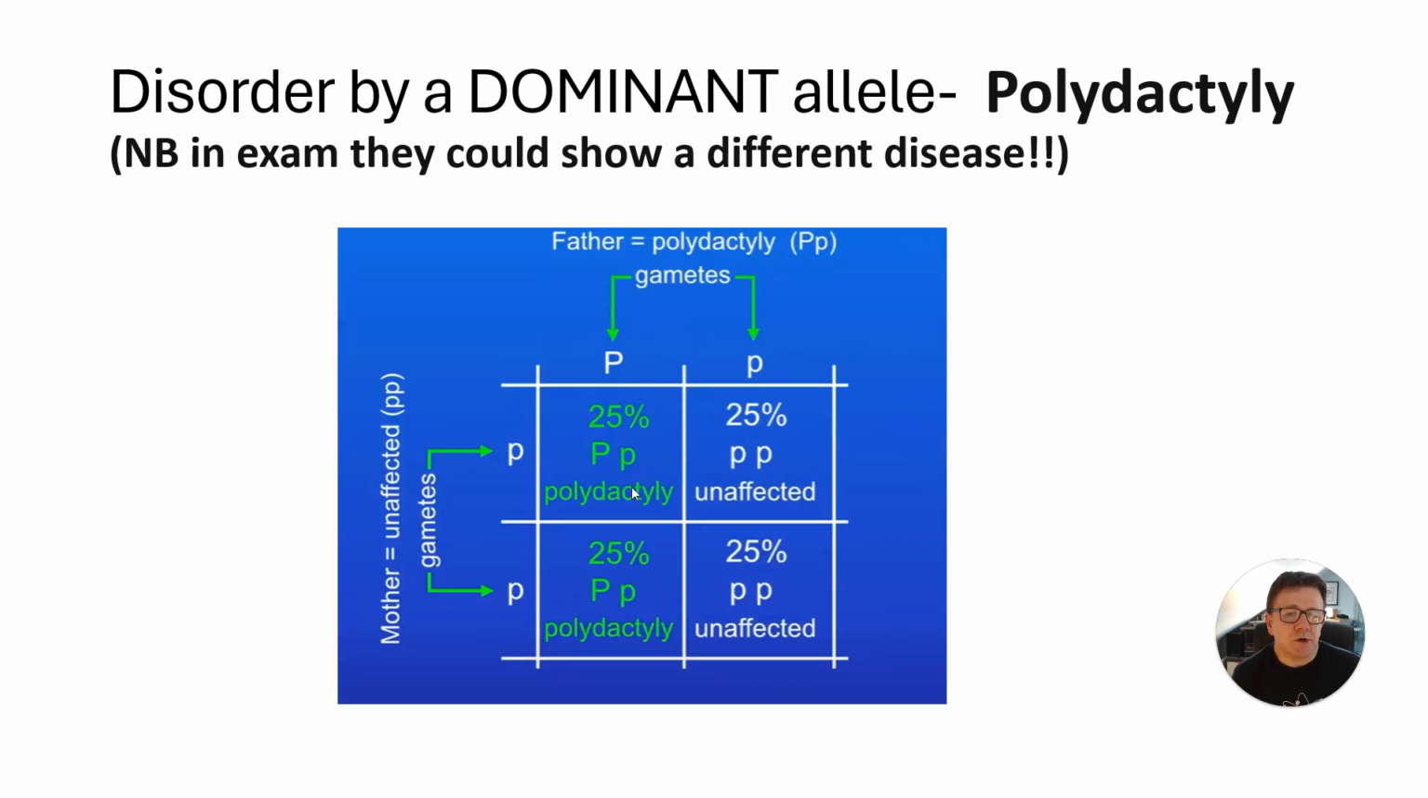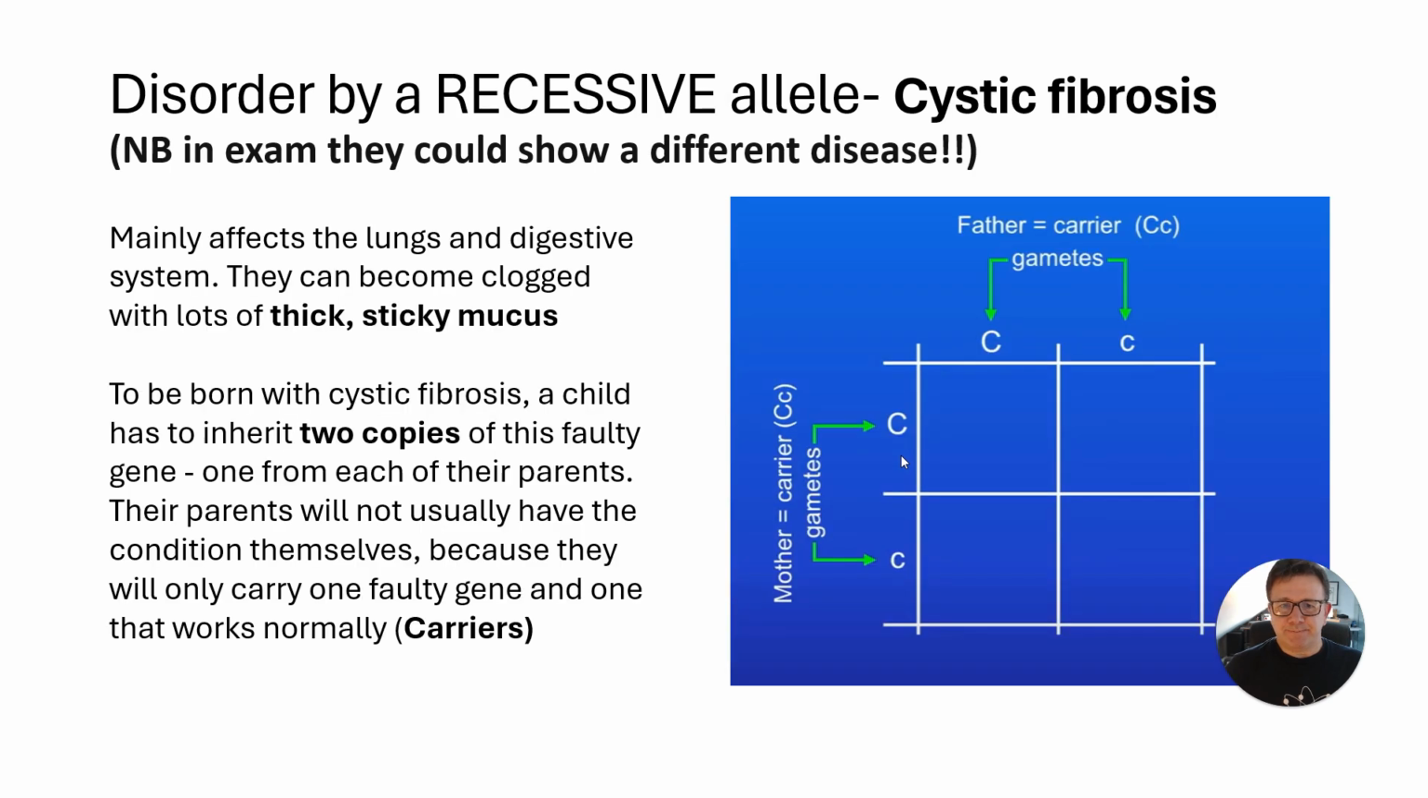And when you do the cross, it's really important you show which one has the disease and which one doesn't. And then they might ask you what's the probability or proportion that have the disease. So in this case, it will be 50%, because you can see that there's 2. So there's a 50% chance of getting polydactyly.